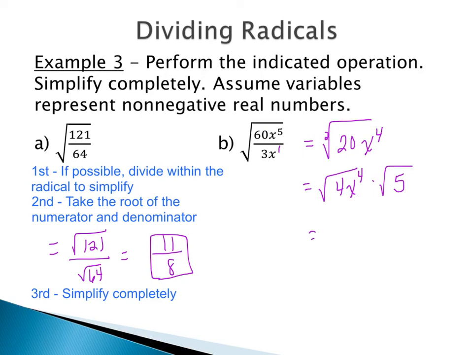So finishing this out then, the square root of 4 is 2. As I just walked through, the square root of x to the 4th, 2 goes into 4 2 times, so we have an x squared. And then we're left with the square root of 5.